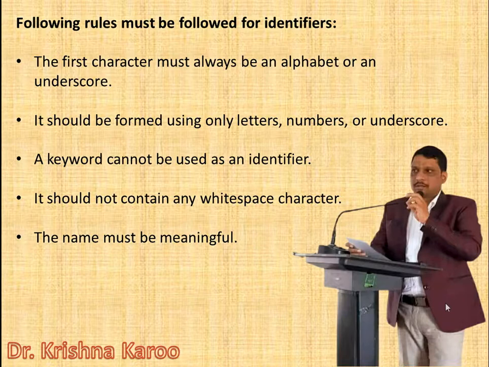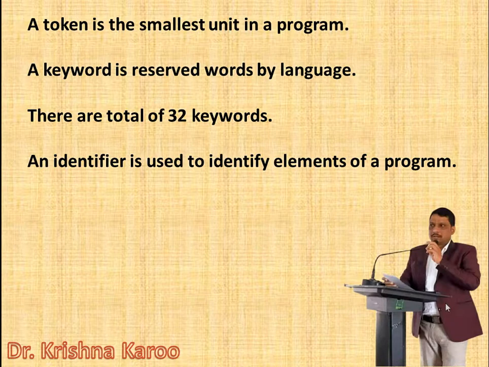Now again we will discuss a short summary. A token is the smallest unit in a program, a keyword is a word reserved by the language, and there are a total of 32 keywords, and an identifier is used to identify elements of the program. So today we have discussed what a keyword, a token, and an identifier are.